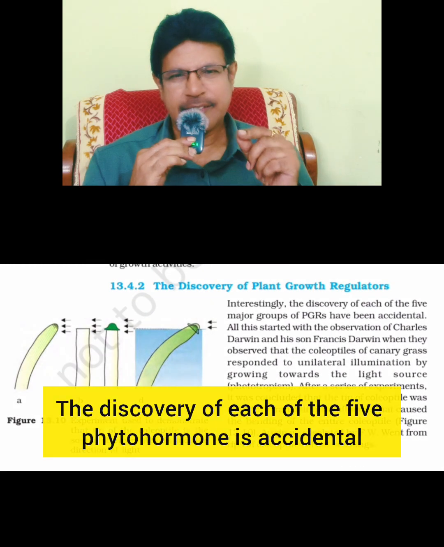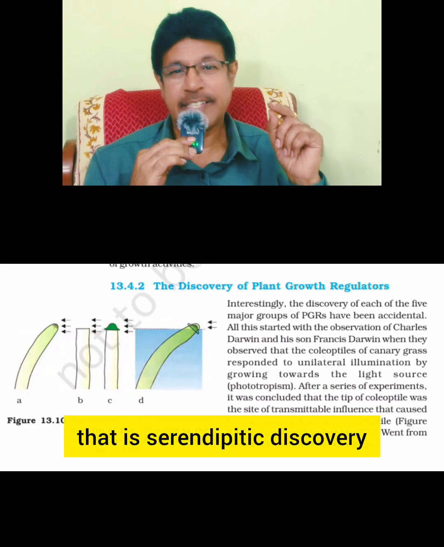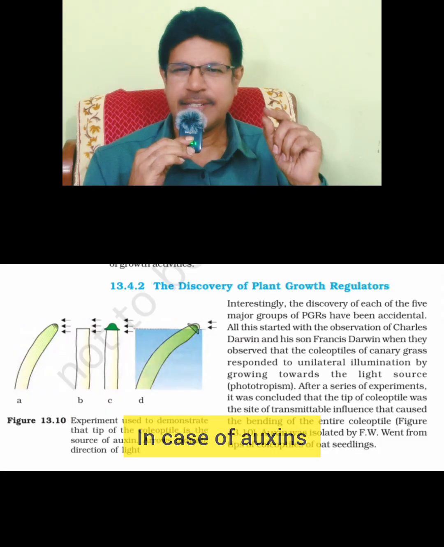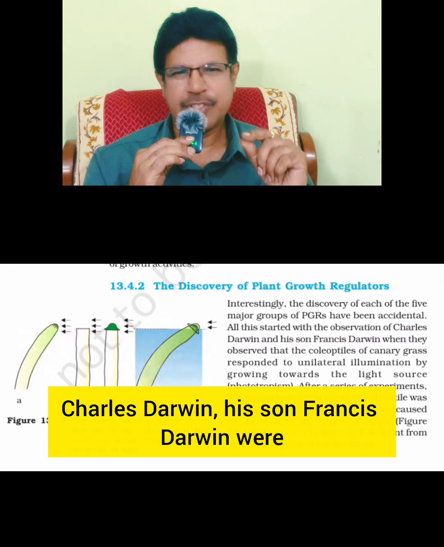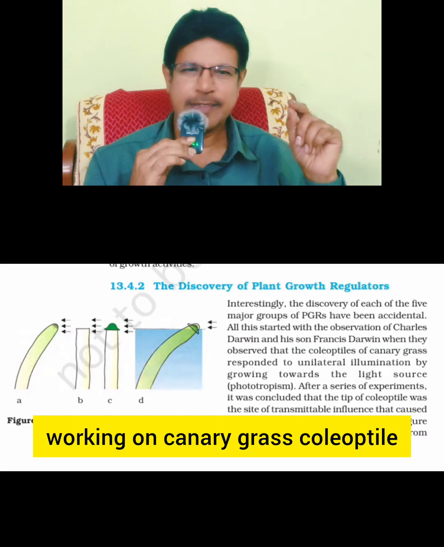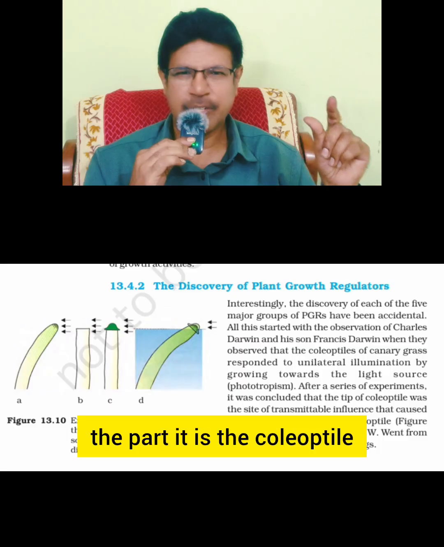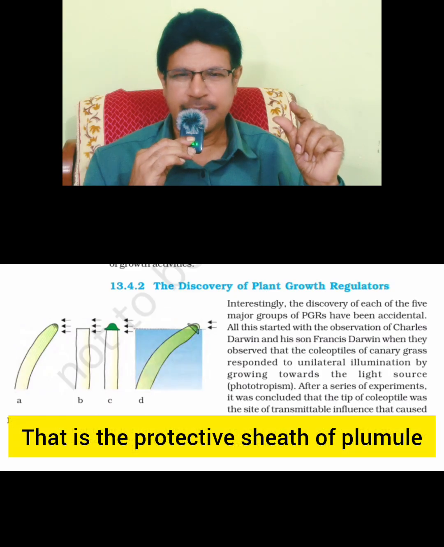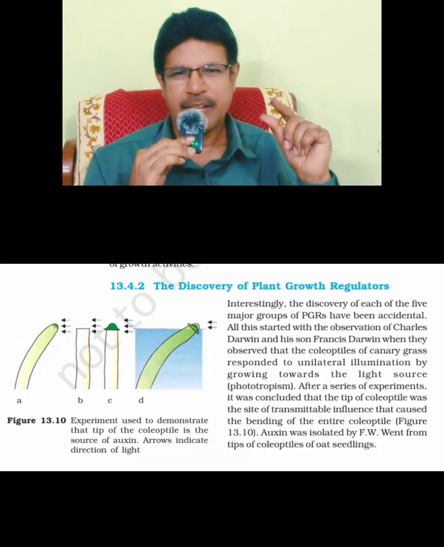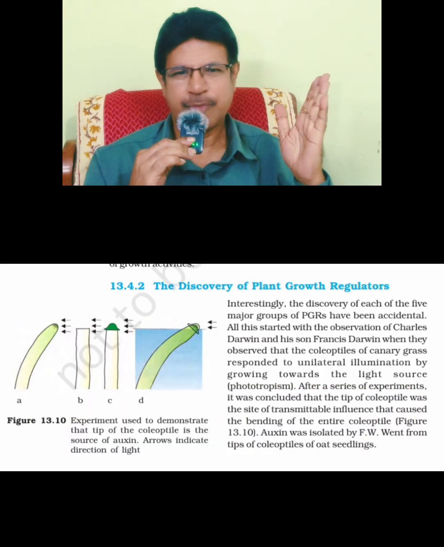Next, the discovery of each of the five phytohormones is accidental, that is serendipitous discovery. In case of auxins, Charles Darwin and his son Francis Darwin, while working on canary grass, Phalaris canariensis, coleoptile, the protective sheath of the plumule, observed that unilateral exposure to light results in bending towards the light, what they call tropism.